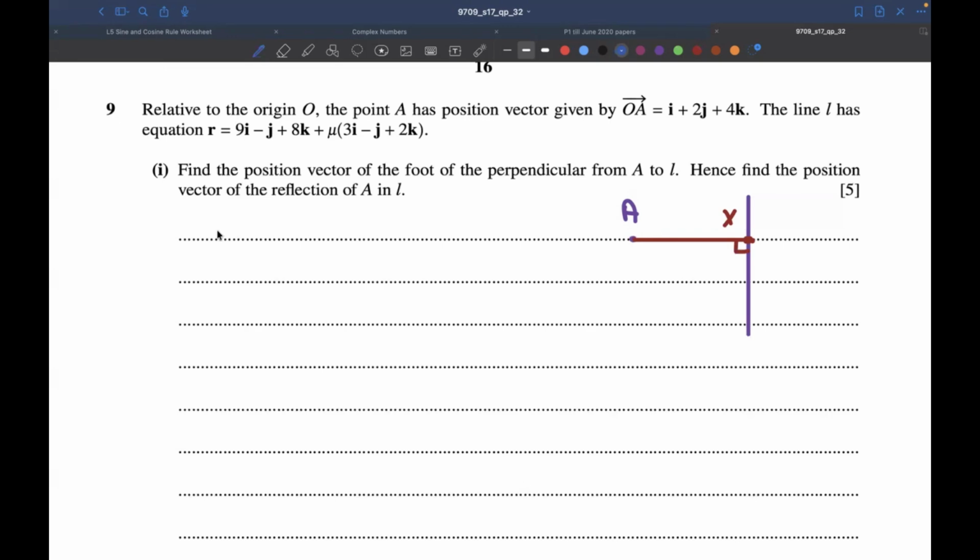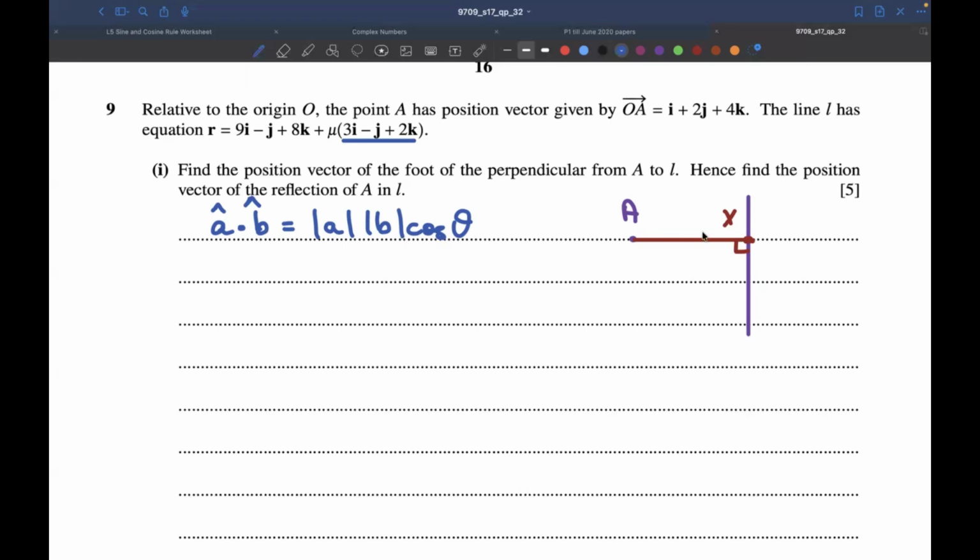The formula that we use is A dot B is equal to AB cos theta to find the angle. And if the angle is 90, cos 90 is 0. So A dot B is equal to 0. But for that, we'll need the direction vectors of both of these lines. Now, for the line over here, we already have the direction vector, which is 3i minus j plus 2k. But we do not know the direction vector for the line AX.